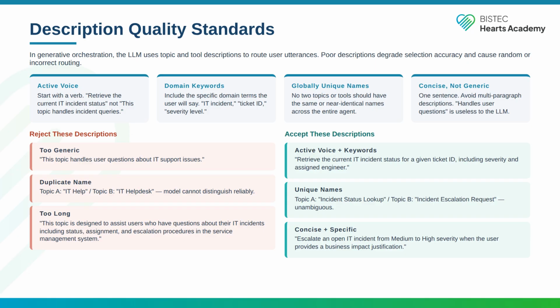Description standards should be a written governance artifact, a standard that new authors are trained against, and that reviewers check before a topic or tool is approved for production.